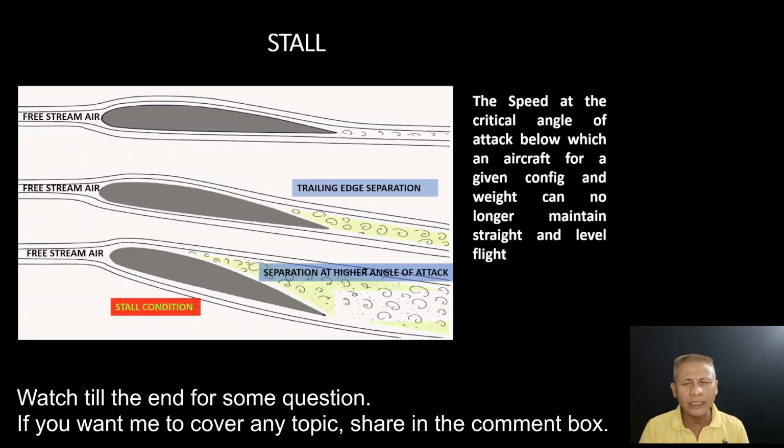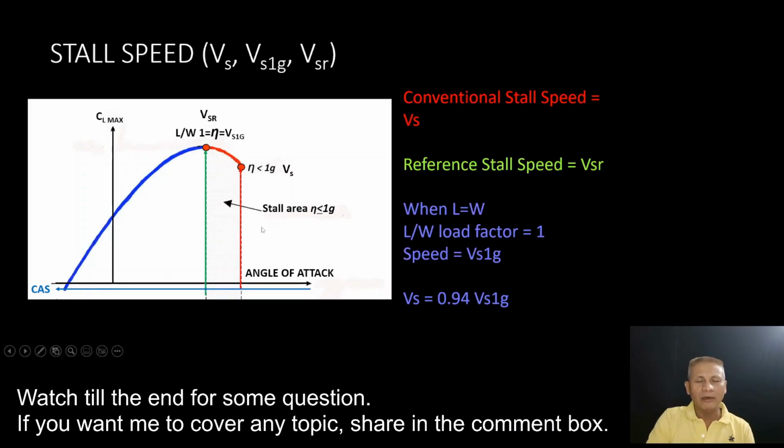So the speed at the critical angle of attack, below which an aircraft for a given configuration and weight can no longer maintain straight and level flight, is defined as the stalling speed, and that particular angle is known as the critical angle. Let's have a look at this diagram further.